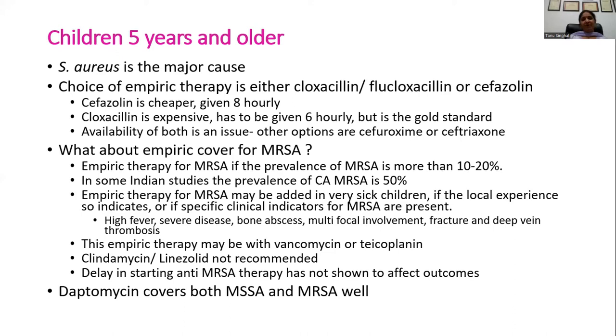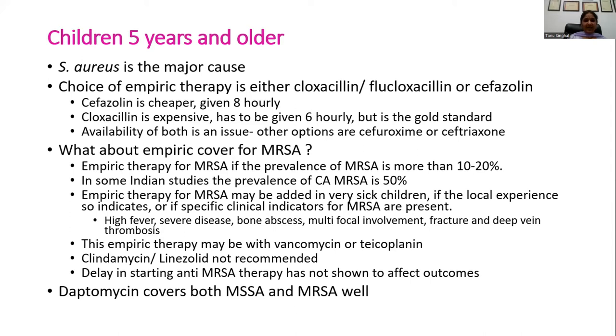So unless you have a lot of pus, you actually choose cefazolin. We commonly use cefazolin; it is cheaper and it can be given 8 hourly versus 6 hourly for clox. Now, sometimes if none of these drugs are available, you could choose either cefuroxime or ceftriaxone. Of course, if there's a concern for bacteremia with Staph, then cefuroxime and ceftriaxone are not good choices.